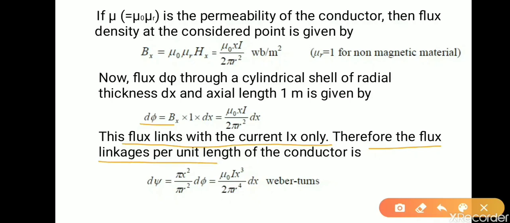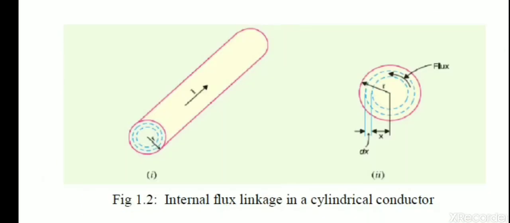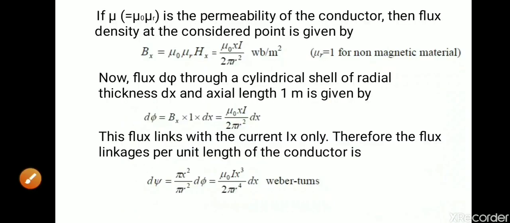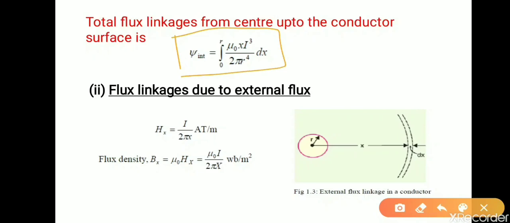Therefore, the flux linkage per unit length of the conductor is given by d psi equal to x square by r square into d phi. Substituting the value of d phi from the above equation, we will obtain mu naught I x cube by 2 pi r to the power 4 into dx weber turn. Hope you have understood till now. So now the total internal flux linkage from the center of the conductor to the surface will be given by the integral from 0 to r of mu naught I x cube by 2 pi r to the power 4 dx. Very important, please keep in mind.